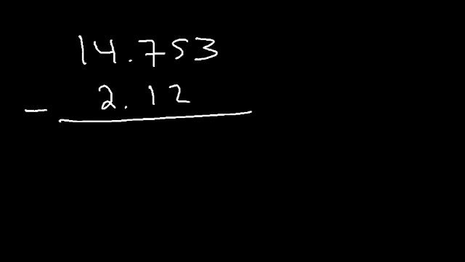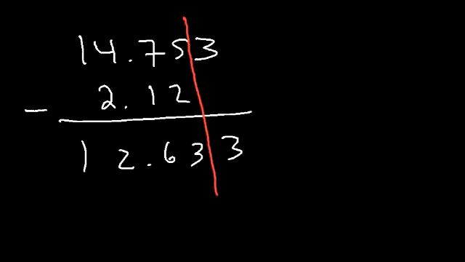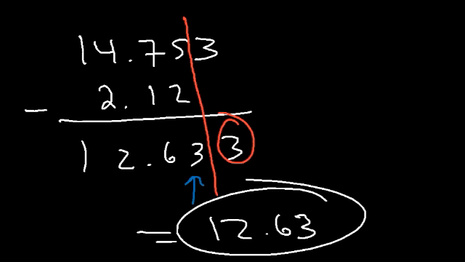Now let's say you have 14.753 minus 2.12. This is going to be 12.633621. That's the exact answer. But we need to round it at this position to the nearest hundredths place. So since this number is less than 5, we're going to keep this at 3 and not round it up to 4. So the answer is 12.63. So for addition and subtraction, line it up. For multiplication and division, round to the least number of significant figures.